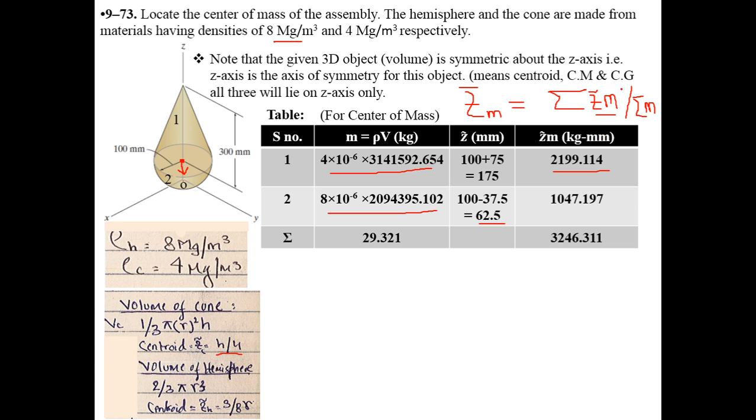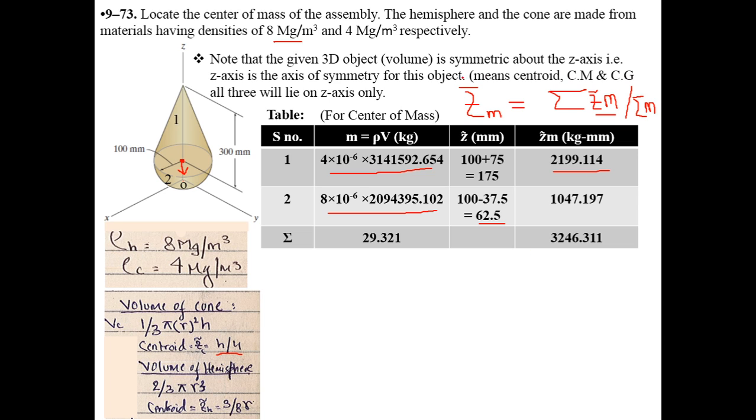And since you need to sum this product Z tilde M, you have to find the sum of this column as well. So that will be 3246.311 kilogram millimeter.